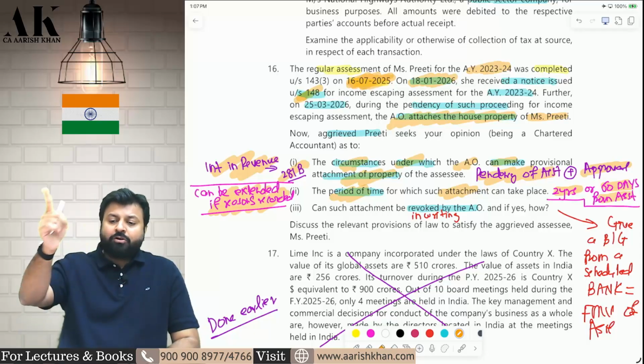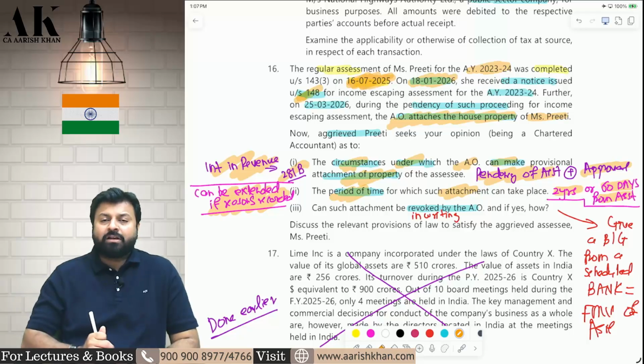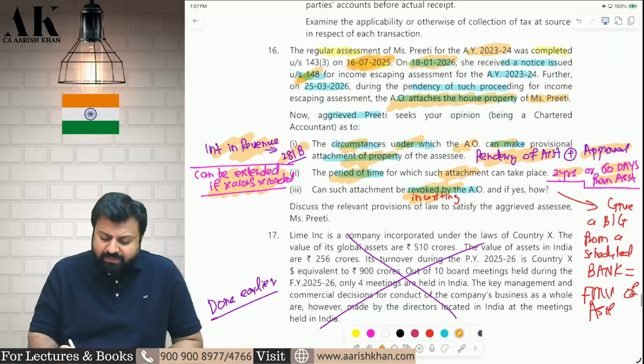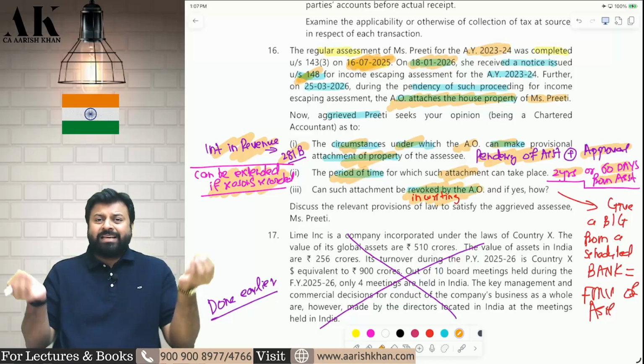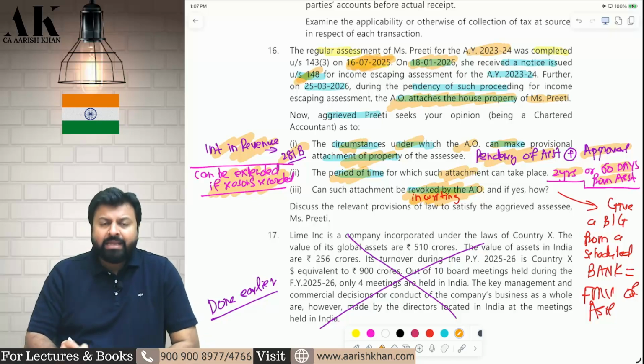So it can be extended for 2 years, or if the assessment is completing later, then 60 days from the completion of assessment, whichever is later. Can such a provisional attachment be revoked by the AO once he has attached? Now can he revoke that? Can he release that property? Yes, he can release it in writing. He will revoke in writing provided the assessee has to fulfill some conditions.